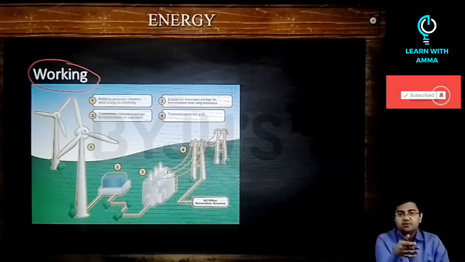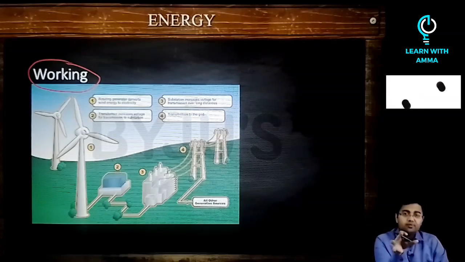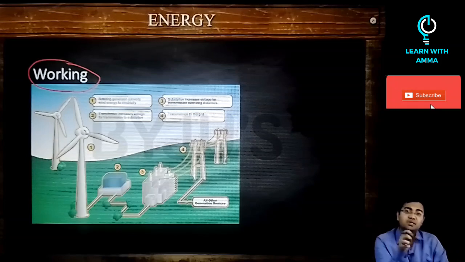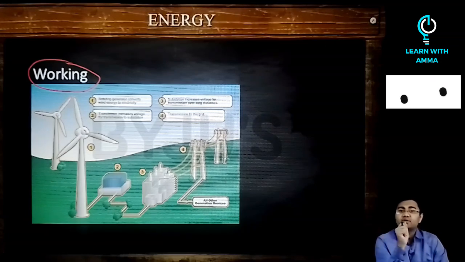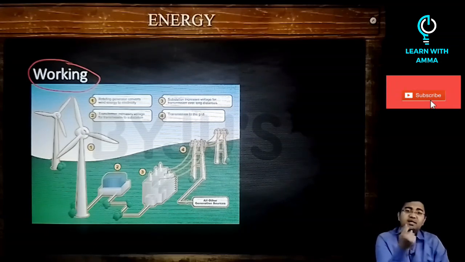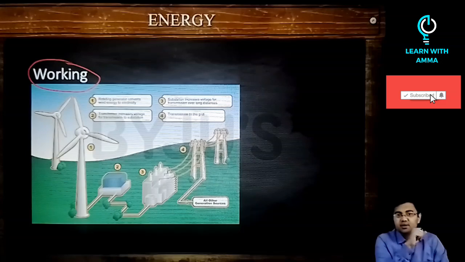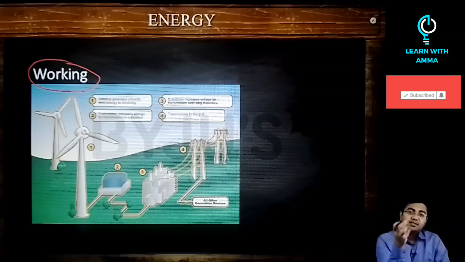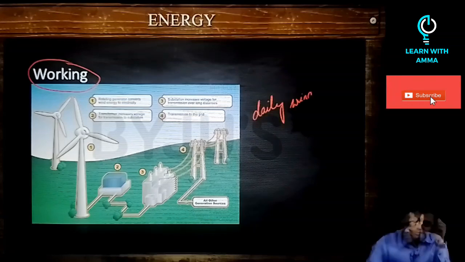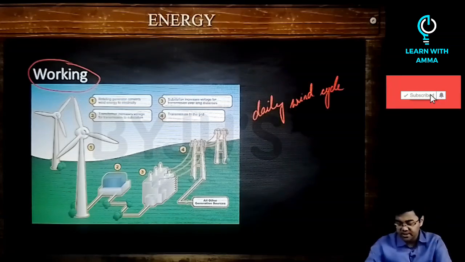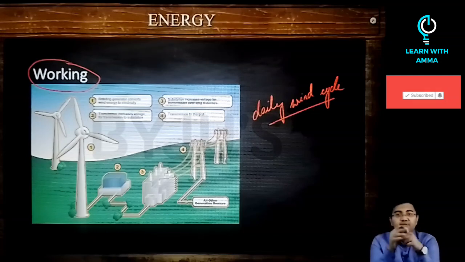It is caused by various factors, and one of them is the uneven heating of Earth's surface by the sun. Because the Earth's surface is made of very different kinds of land and water, it absorbs the sun's heat at different rates. One example of this uneven heating is the daily wind cycle. And what is this daily wind cycle?